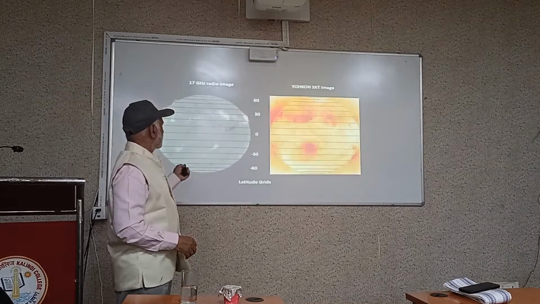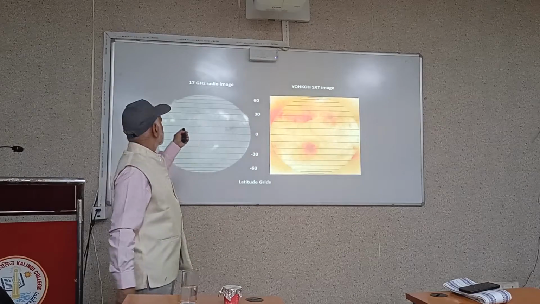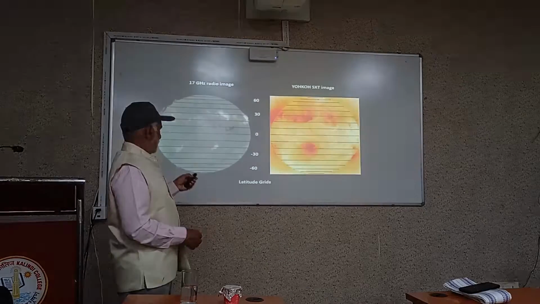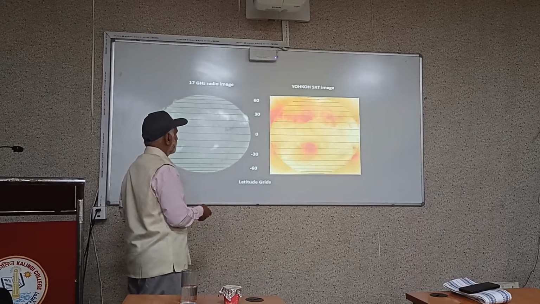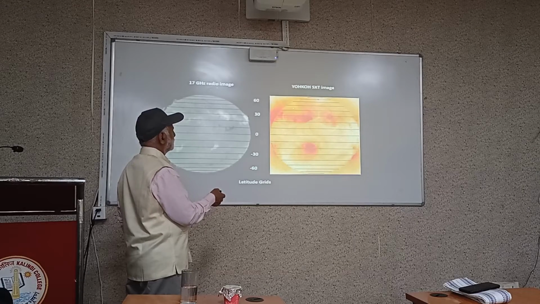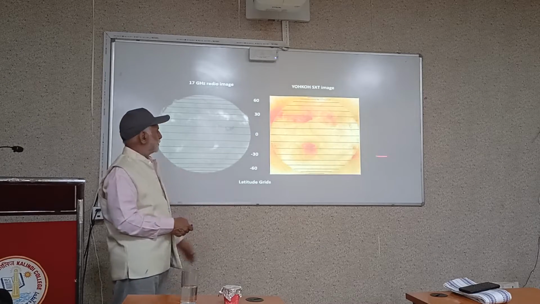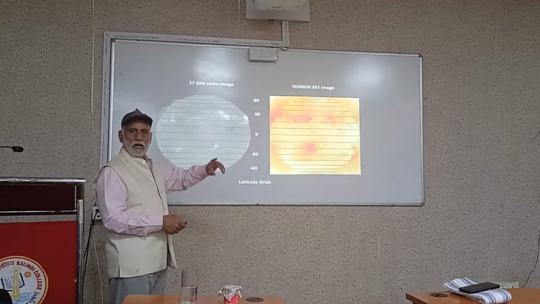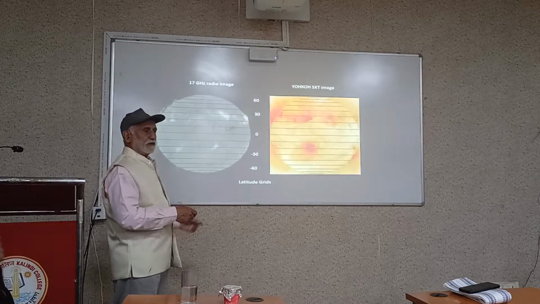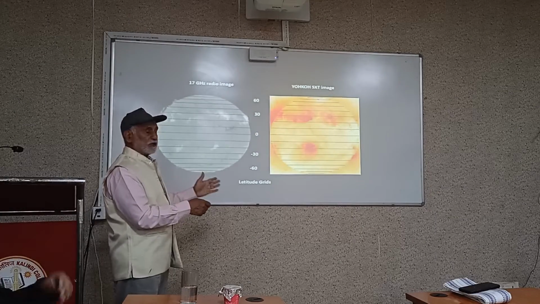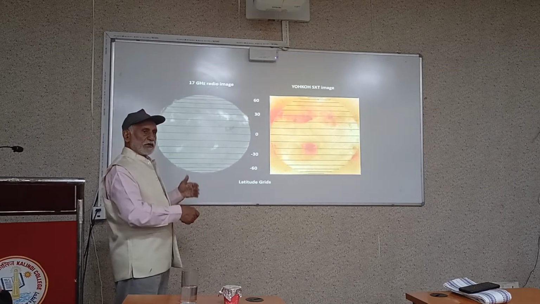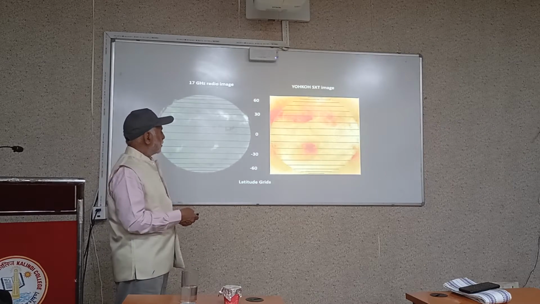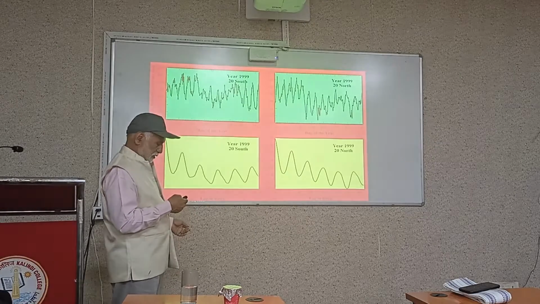But if you take an image, like this radio image at 17 gigahertz of the sun, and this X-ray image of the sun, and on this you put lines, these lines are the equator, 10 degrees, 20, 30, 40, 50, 60 degrees, different latitudes. What you do is measure the intensity near the equator every day and do the same analysis. So you will get the rotational modulation for the equator, 10 degrees, 20 degrees, 30 degrees. So at different latitudes you can get the rotation and thereby the differential rotation.